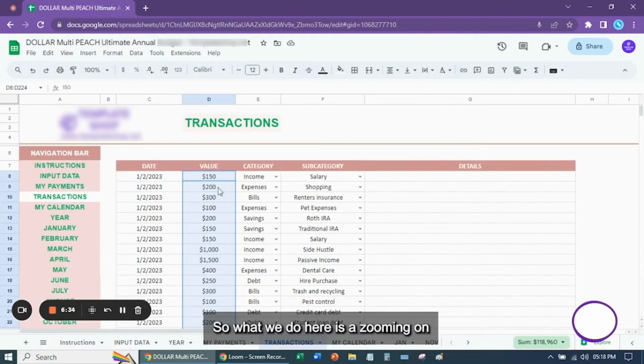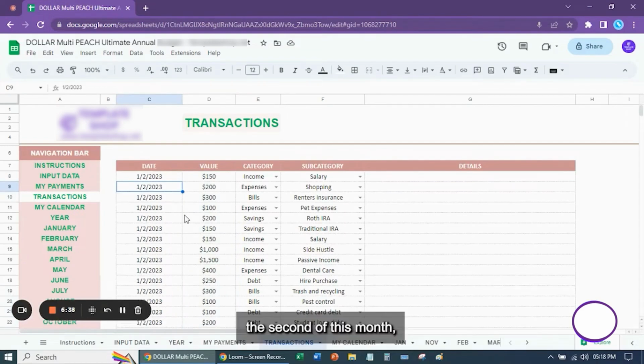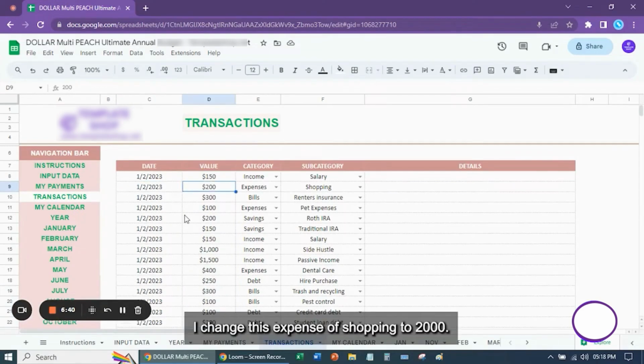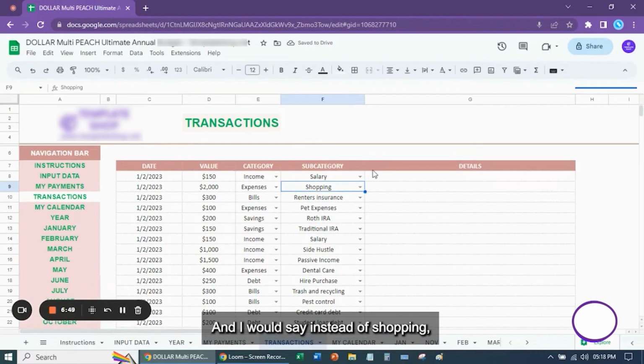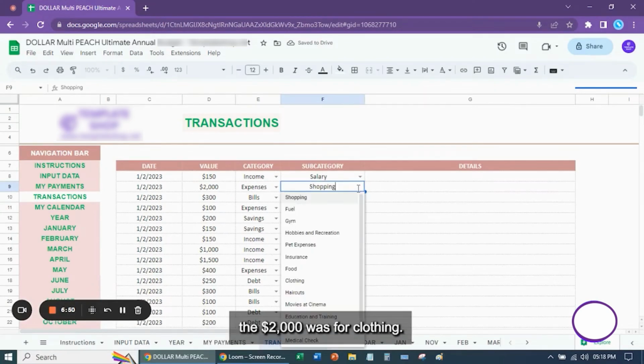So what we do here is, assuming on the 2nd of this month, I change this expense of shopping to 2,000. All I have to do is make the change. It's an expense, and I would say instead of shopping, the $2,000 was for clothing.